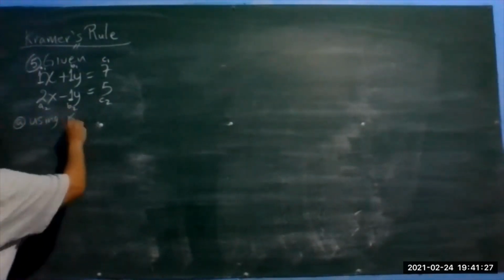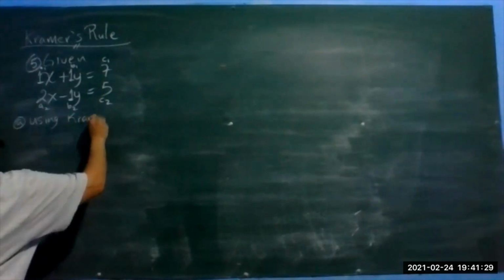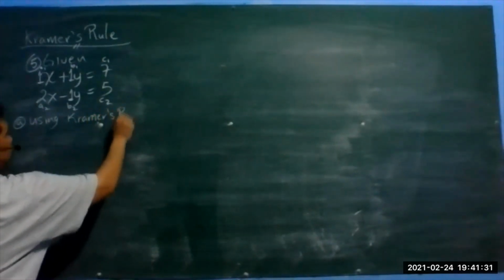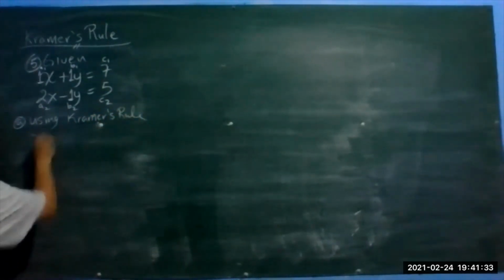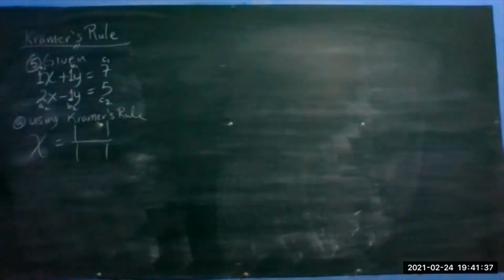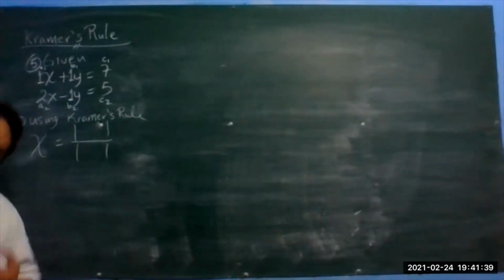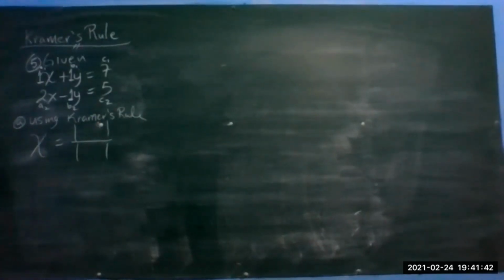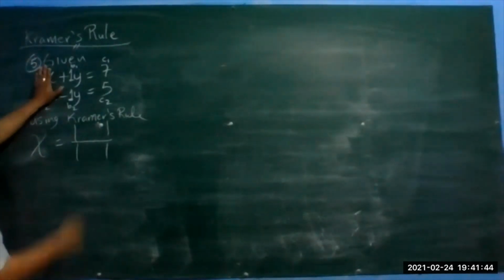using Cramer's rule, and we're going to look only for x. So we're going to look for x. Again, I've told you, do not memorize this formula. Just work it as you go along.